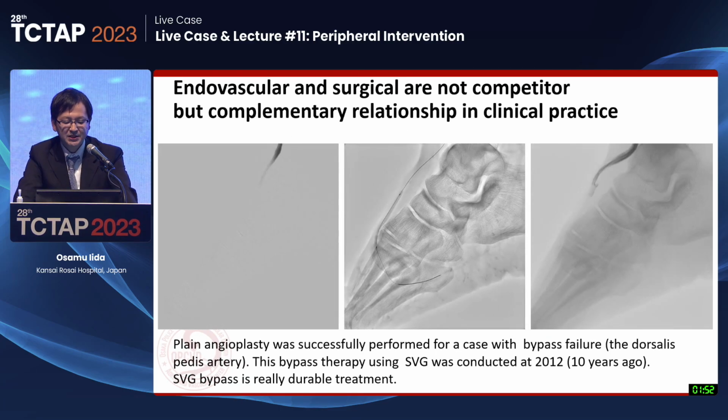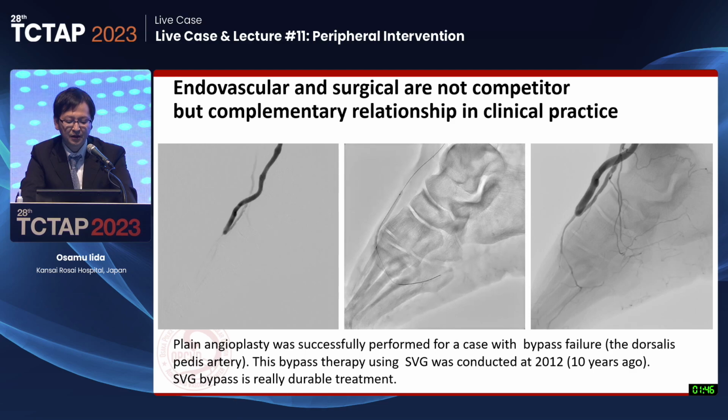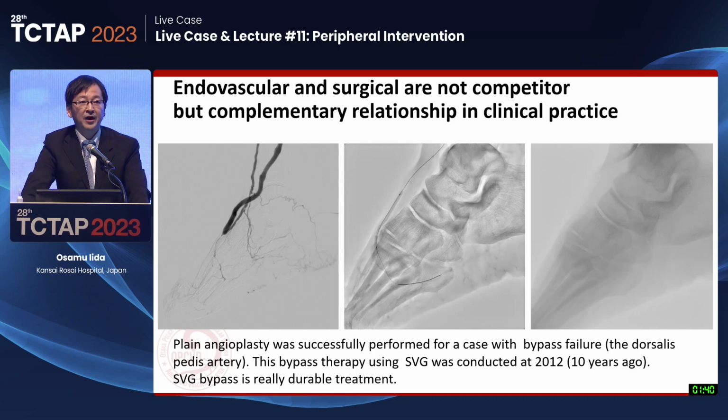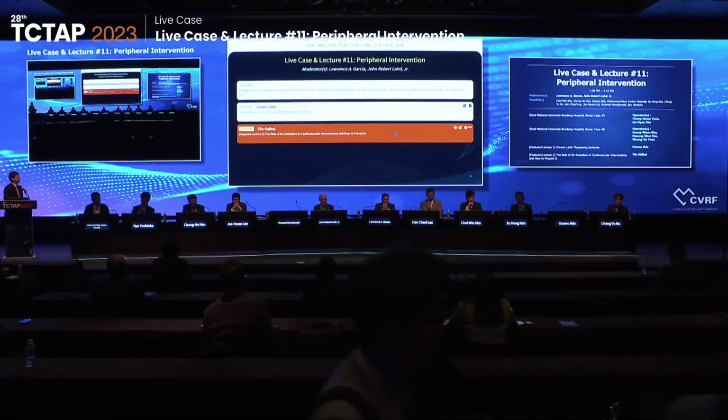Another perspective is that endovascular and surgical are not competitors, but a complementary relationship in clinical practice. So we need more discussion about the next GVG, BEST-CLI, and the BASIL-2 trial. Thank you for your kind attention.